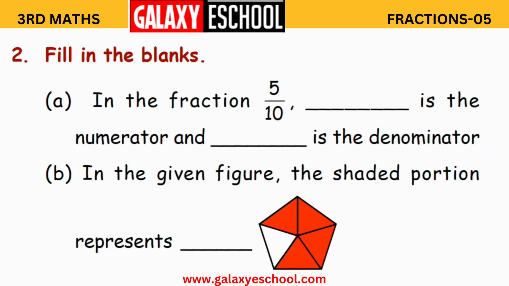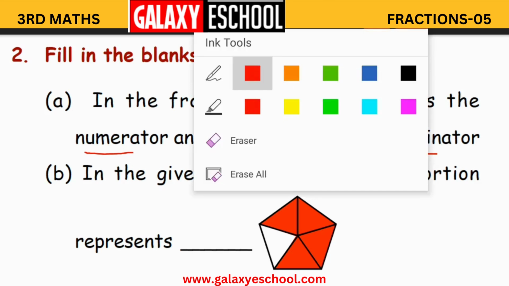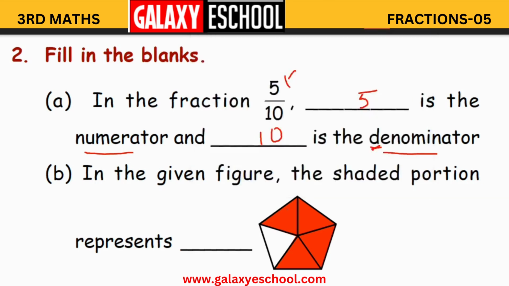Now we all know in a fraction we have 2 things. One is a numerator and the other is denominator. Now from this 5 by 10, what is the numerator, children? Yes, the number written on top, 5, is the numerator and the number written down is called our denominator. 10 becomes our denominator. Next, question B. In the given figure, the shaded portion represents dash. Now how many parts are shaded? 1, 2, 3, 4. So 4 divided by, what are the total number of parts?